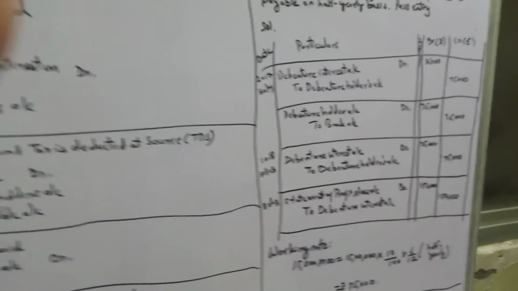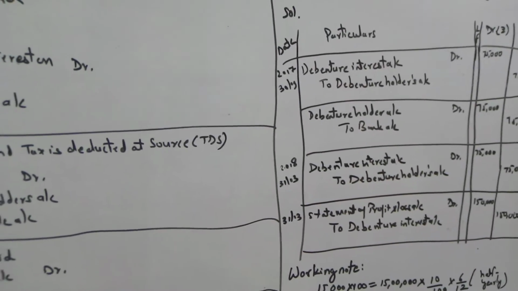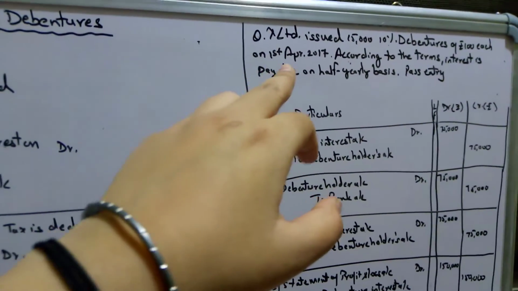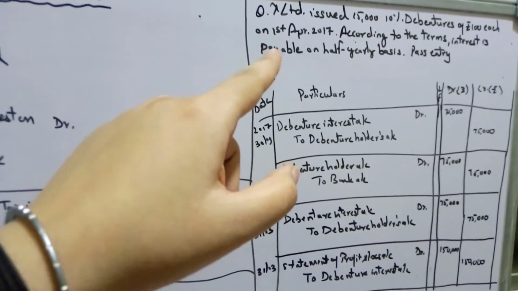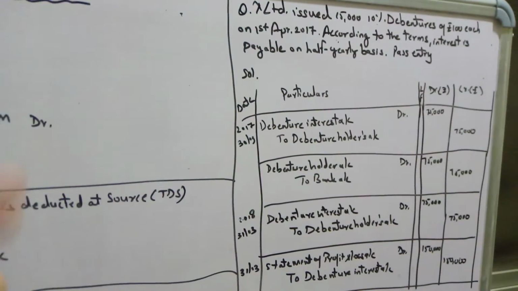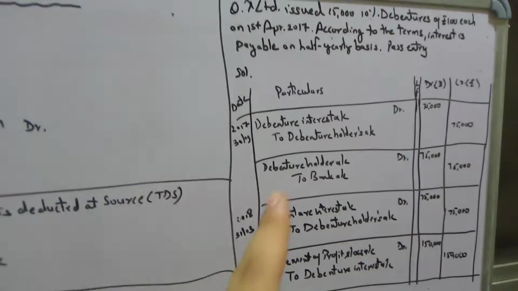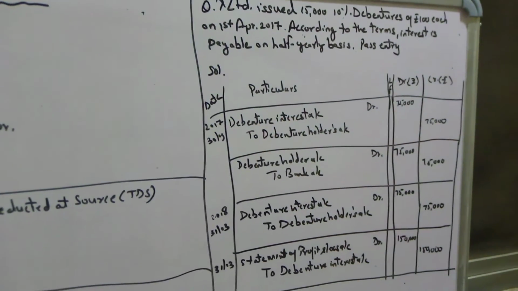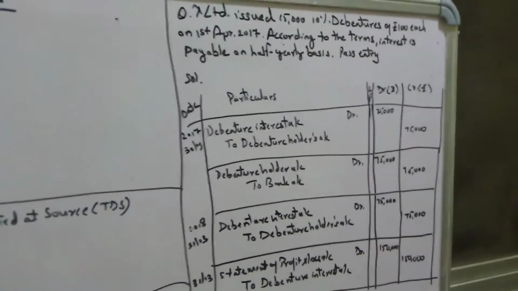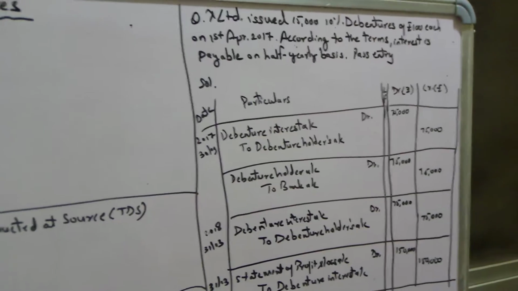Now let's have a look at the entry. First, the due entry: debenture interest account debited to debenture holders account. You must remember the date, because this was issued on 1st of April. If you calculate 6 months from 1st of April: April, May, June, July, August, September. So September will be the 6th month. So debenture interest account debited to debenture holders account, being interest due 75,000. In this question, we shall assume that there is no TDS. If TDS were there, it would have been mentioned.